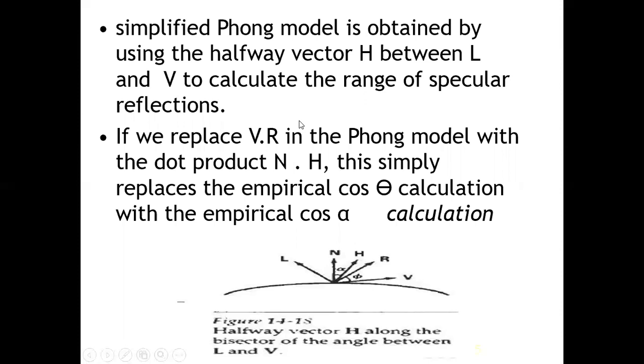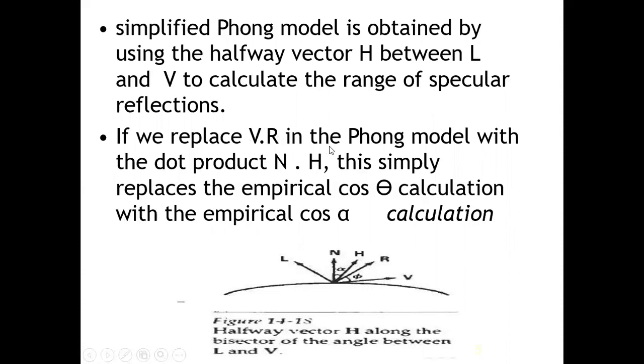The simplified Phong model is obtained by making use of a halfway vector H between L and V, that is, the light vector and the viewing vector. Between these two, I'm using one more variable, called H. This H is called the halfway vector, which is basically used to calculate the range of specular reflection.